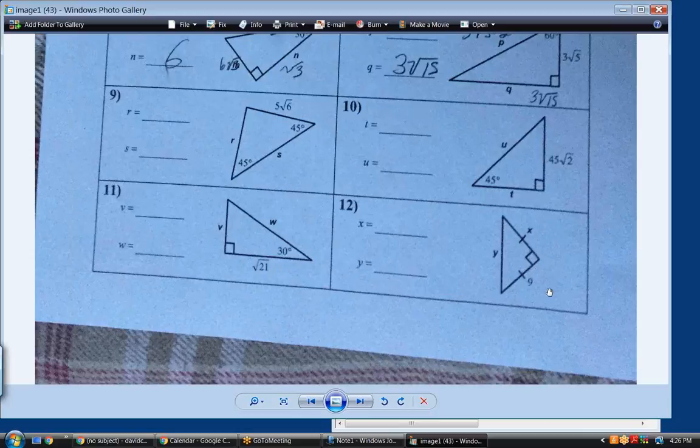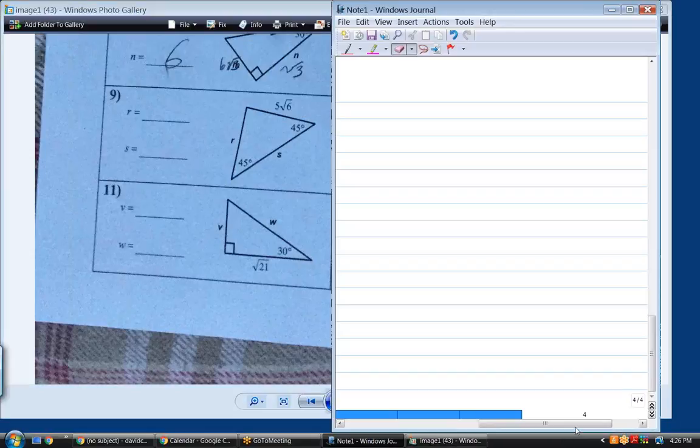When we do it, if for instance square root 21, we'd set it under 3 and then cross multiply by square root 3. We'd set square root 21 over square root 3 and then cross multiply by square root 3.